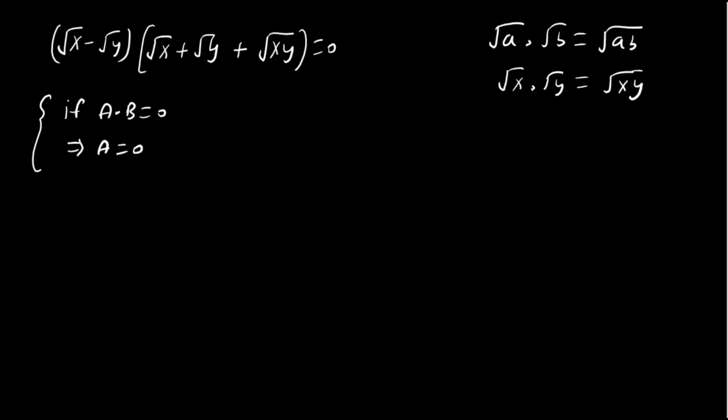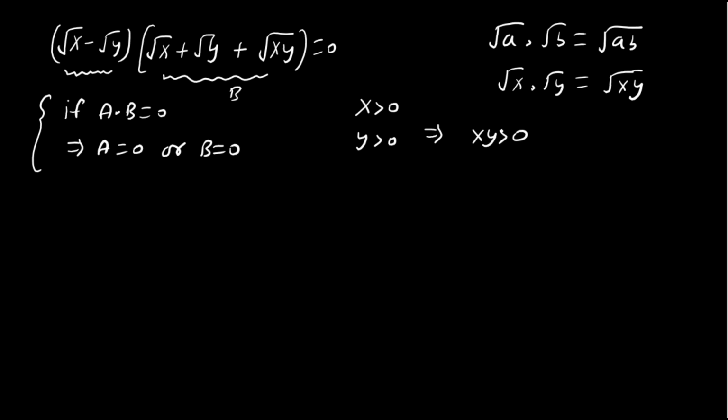Now if we apply this rule, if a times b equals 0, this implies a equals 0 or b equals 0. Here this expression is a and this expression is b. But look carefully at expression b. We know that x is greater than 0 and y is also greater than 0. If x and y both are positive, then x times y is also greater than 0. And we know that the square root of a positive number is always positive. So that's why square root of x is positive, square root of y is also positive, and square root of x times y is also positive.